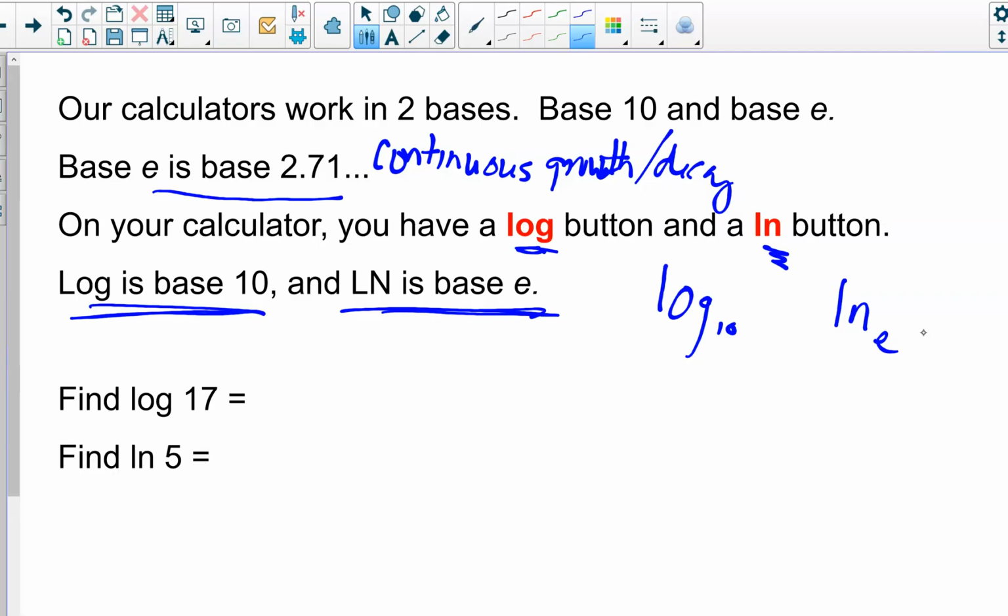So if I was going to find the log of 17, go ahead and do that on your calculator right now. And same with the natural log of 5, and make sure that you're able to get both of these decimals to be sure you know how to use your calculator.